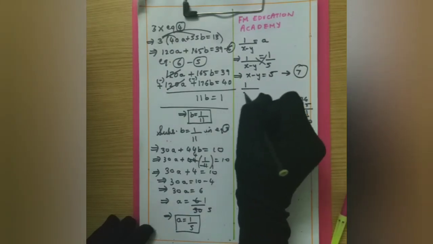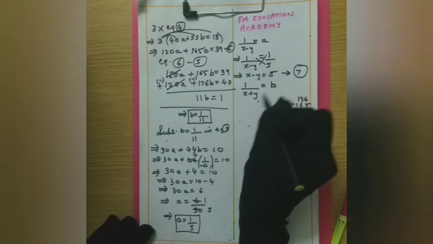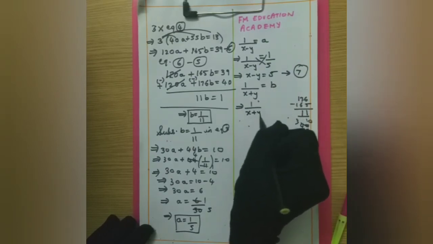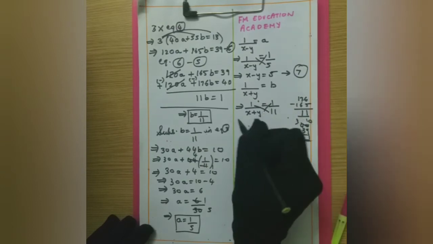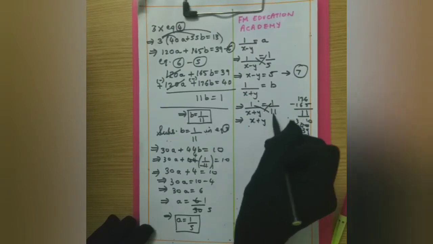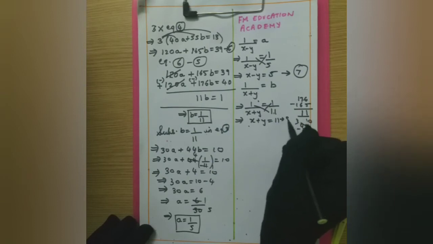Okay. Now what did I assume? 1 by x plus y to be? I assumed 1 by x plus y to be b. So 1 by x plus y, b I got is 1 by 11. Again cross multiply. x plus y into 1 is x plus y. 11 into 1 is 11. This is my 8th equation. Okay.